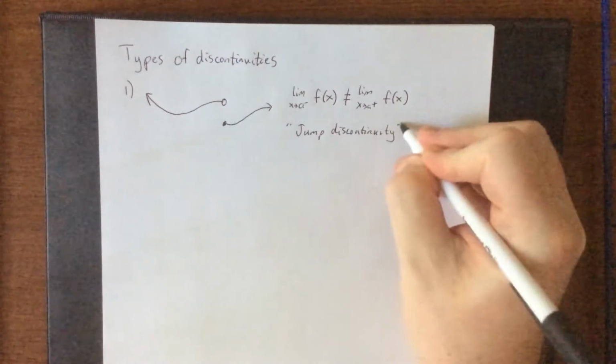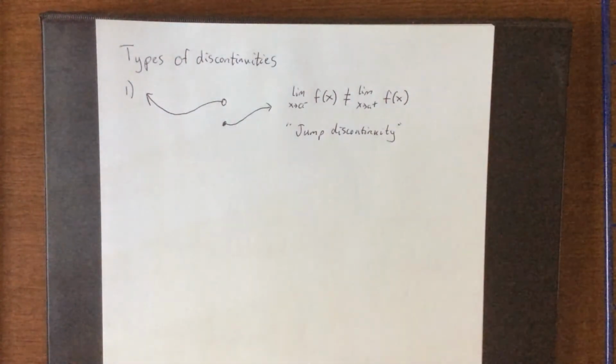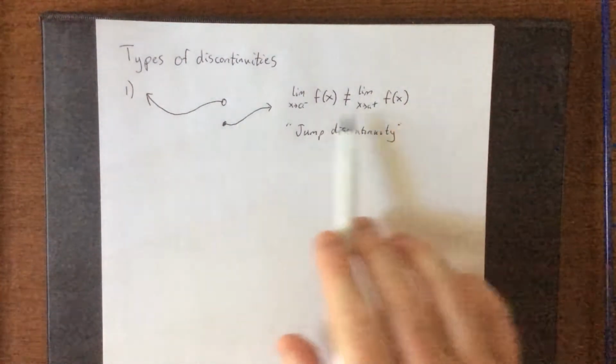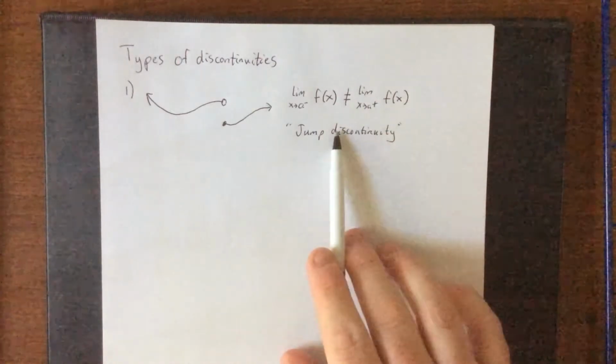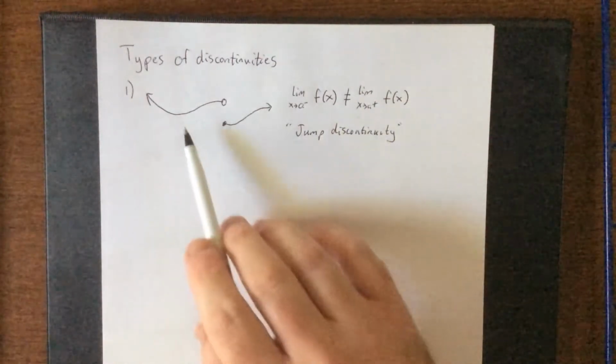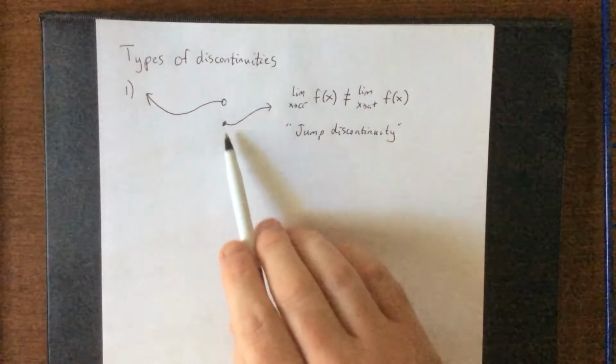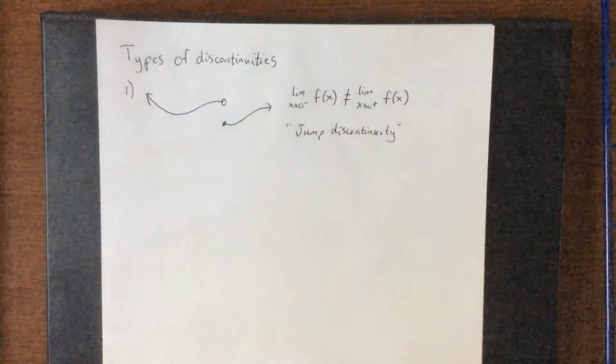The only way that a jump discontinuity exists is if the left-hand limit and right-hand limit both exist and are not equal to each other. What we're saying is that the y value jumps from one value to another before continuing along its way.